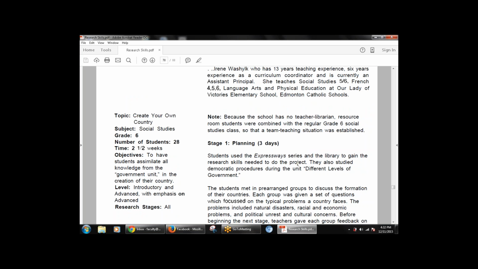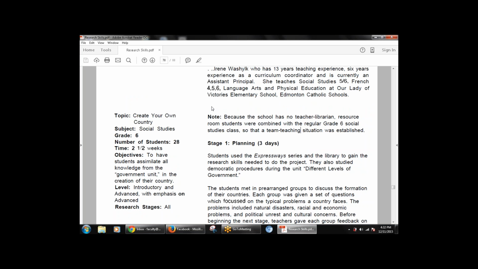So this is one of the scenarios where there is no teacher librarian or no resource room available. So the students are combined with the regular group of 6 special children, so that a team teaching situation was established. Now there are multiple stages that are followed.